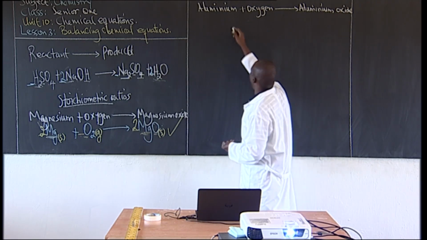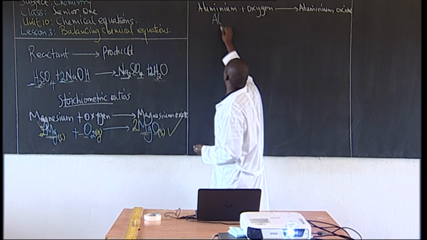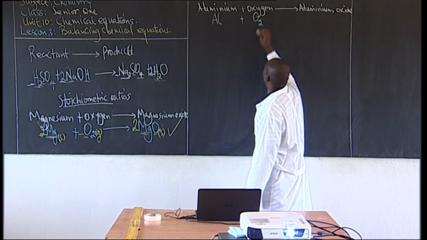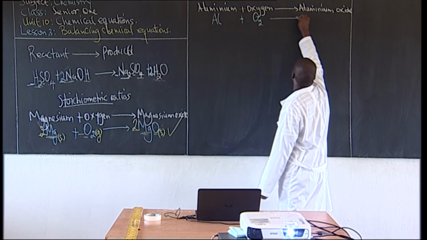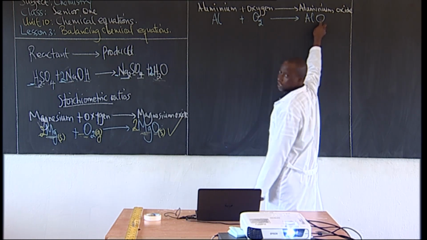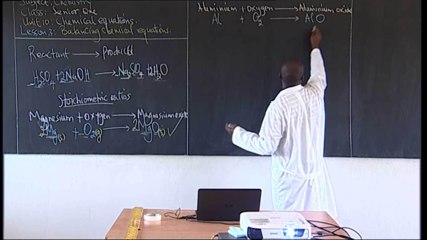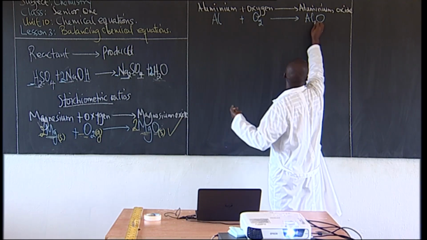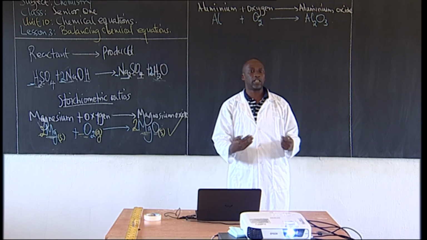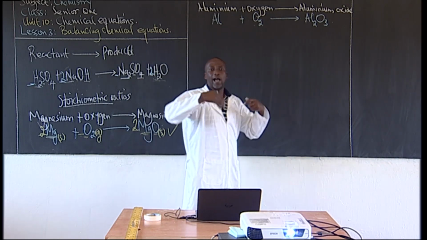So we have aluminium as a metal. So we are going to represent this in symbol form, then plus the oxygen, which is a gas, and then this gives aluminium oxide. Aluminium has a valence of 3. Write symbols. You need to remember what we talked about in the previous lesson. So this is 2, and this is 3. Now, you have represented the reaction from word to chemical. After that, you need to balance.